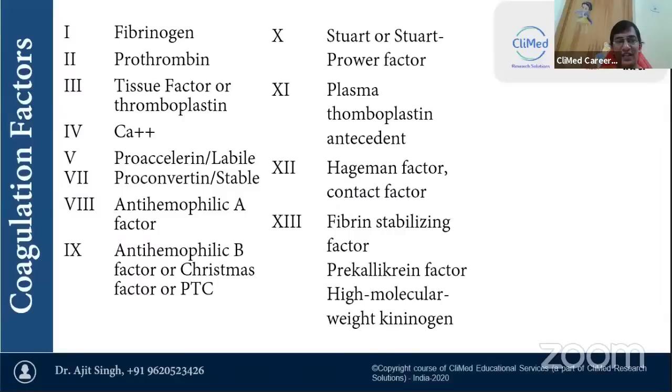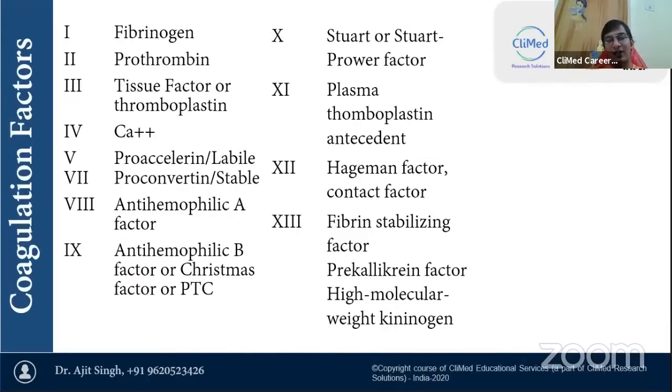So this factor 9A, PTC, is plasma thromboplastin components. Okay, so remember, PTC is plasma thromboplastin components. Okay, then now we'll come to the Stuart or Stuart-Prower factor, factor 10. Factor 10 is very important because it is converting prothrombin into thrombin.